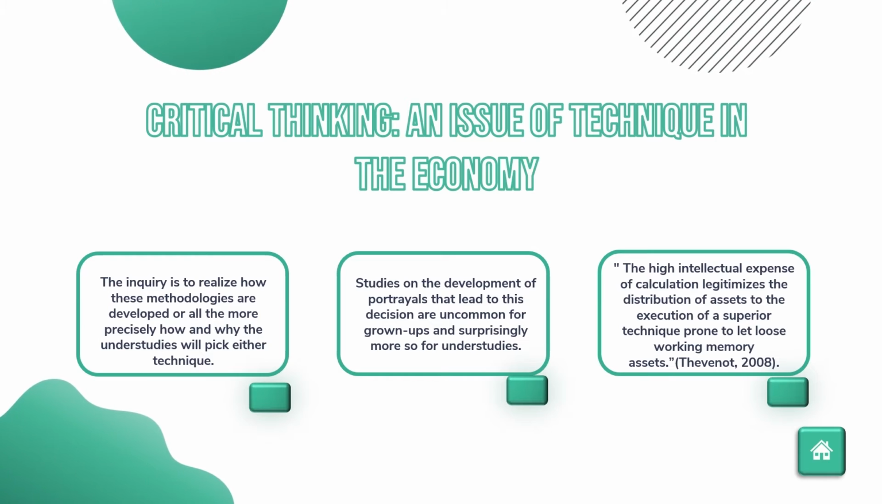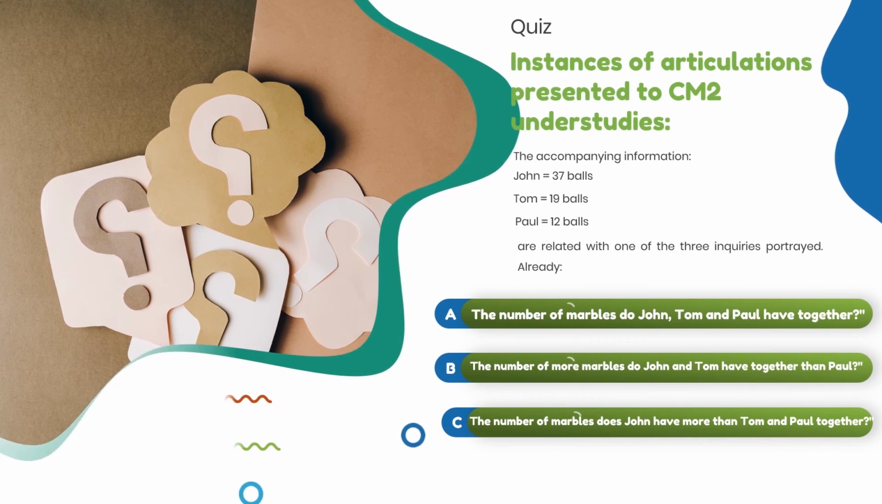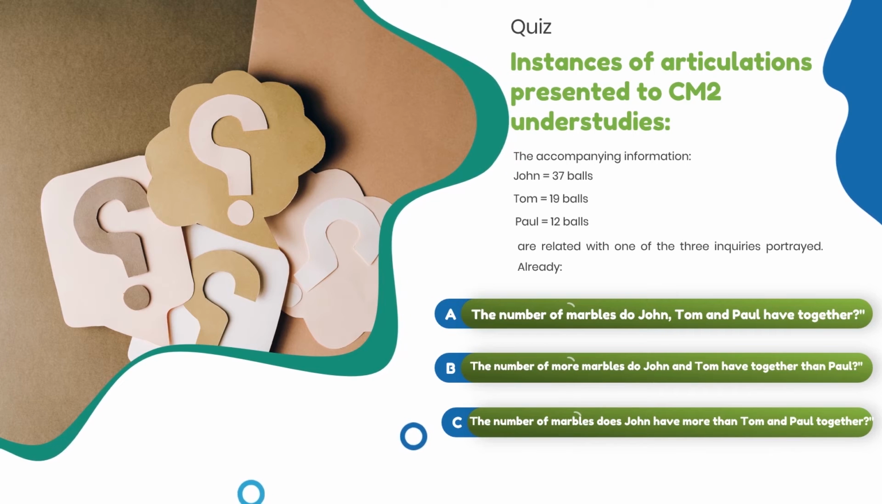Thevenot, 2008. Instances of articulations presented to CM2 understudies. The accompanying information: John has 37 balls, J, Tom has 19 balls, T, and Paul has 12 balls, P, are related with one of the 3 inquiries portrayed. Already: The number of marbles do John, Tom and Paul have together? Q1. The number of more marbles do John and Tom have together than Paul? Q2. The number of marbles does John have more than Tom and Paul together? Q3.